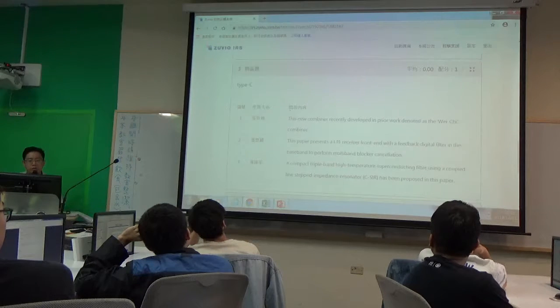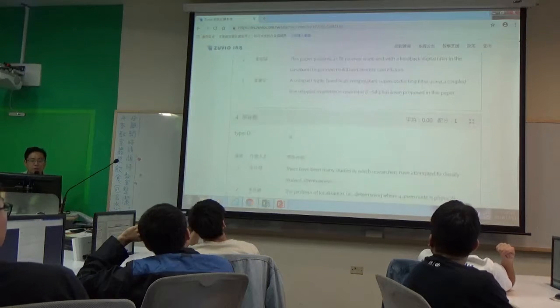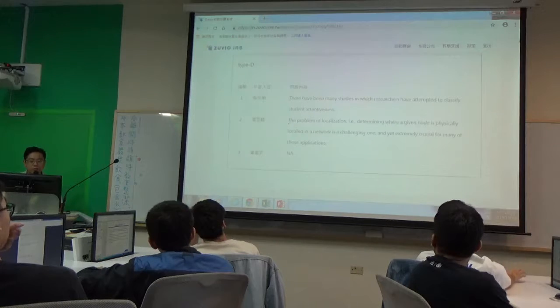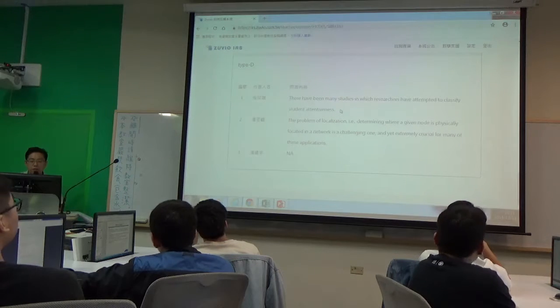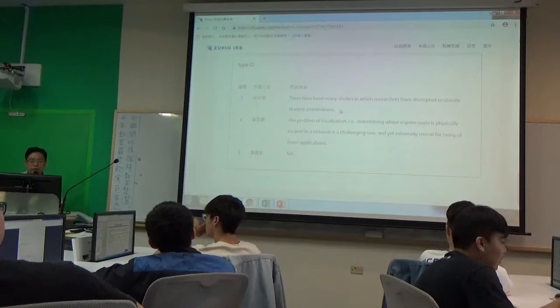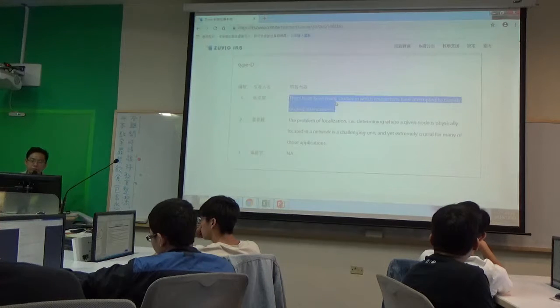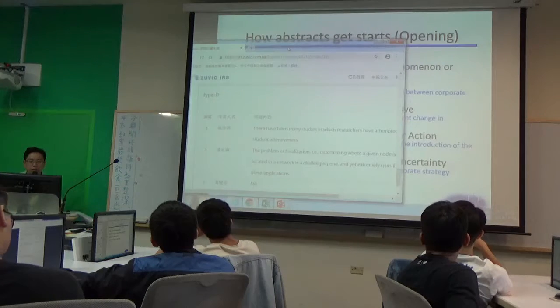For this one, I think it's not clear. Not clear type C. For type D, the problem of this one is very clear. This is a problem. And how many studies have attempted to classify? There have been many studies in which researchers have attempted to classify student objectives. Is that a problem? Uncertain.